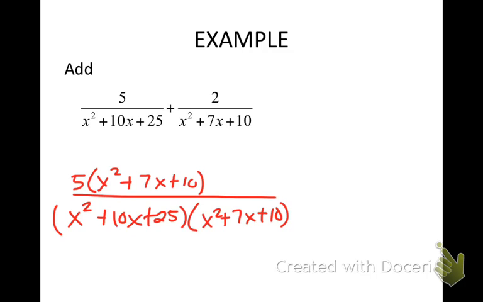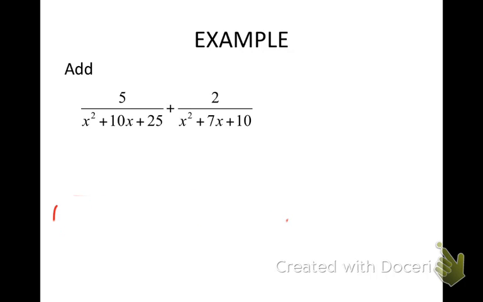I mean, technically, yes, you could do that. That's going to make it a lot more work than you need to. So what I would do, if I notice that I do not have any factors right away, I would factor both my denominators. What are factors of 25 that add up to 10? 5 and 5. So this goes to x plus 5, x plus 5.